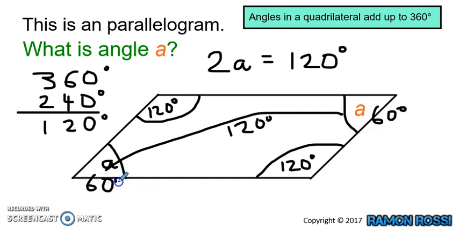Now, how can we check ourselves? See if you can work out a method to do that. Okay, so let's see, did you add up all of the angles to see if they made 360 degrees? We can do that very quickly, because 120 plus 120 is 240. We've already got that there. And if we add on the 60 and 60, which makes 120, so 240 plus 120 makes 360. So we know that angle A is 60 degrees.